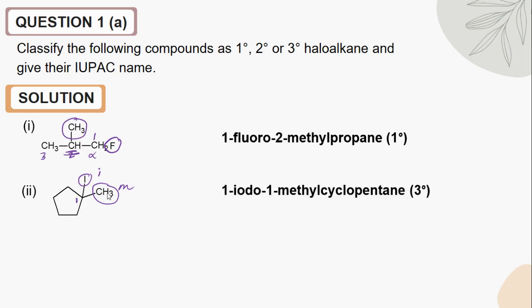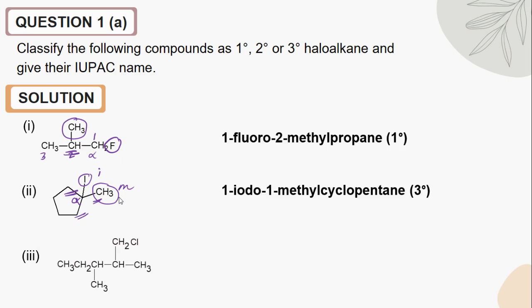As the class of this haloalkane, the carbon holding the iodo is labeled as alpha. So this alpha carbon is neighboring with another 3 carbon atoms. One here, and also another one here. So that's why this is class tertiary haloalkane.